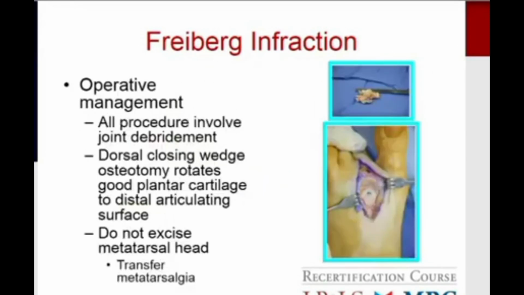Remember that. Operatively, we want to first begin with some type of joint debridement, removing all of that bad tissue around that site, and then we want to get good cartilage present at the level of that joint surface itself. Well, fortunately, in Freiberg's infraction, it rarely affects the plantar cartilage here. So instead we do a dorsal closing wedge osteotomy of that metatarsal head itself and derotate that plantar cartilage to let it articulate normally across that interface.